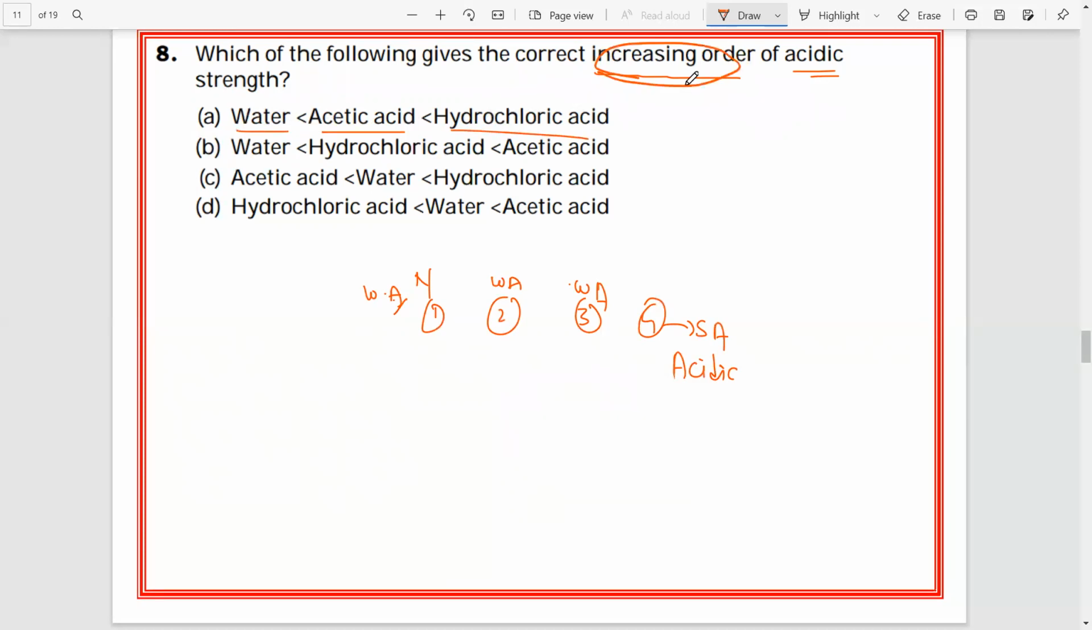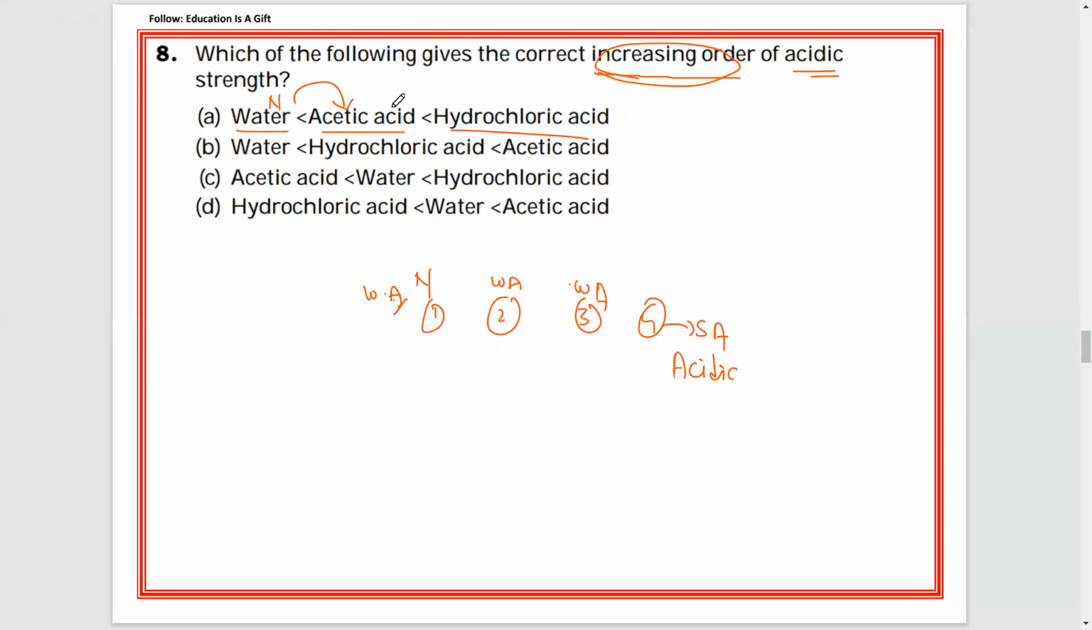You see they have asked increasing order. So the acidic strength should increase from one solution to another solution. First you see water, that is neutral, then acetic acid, that is weak acid, that is edible, right? We can eat it. While making Chinese items, you can observe they will be using vinegar. Vinegar is nothing but 5 to 10% of acetic acid in water. Next, as strength increases, it will become hydrochloric acid, that is very strong acid.